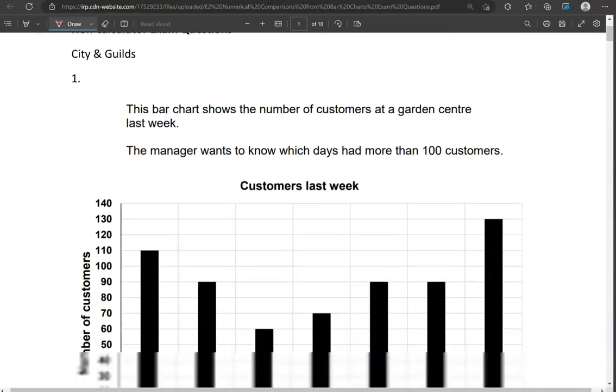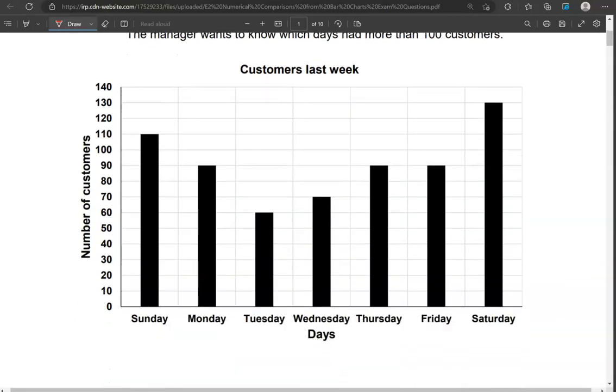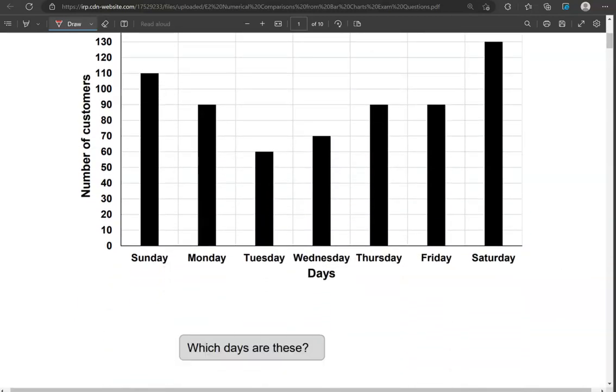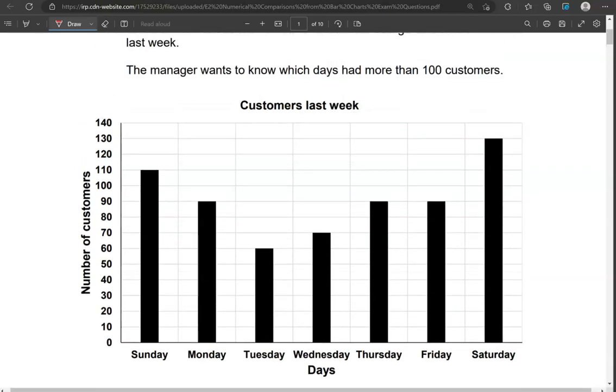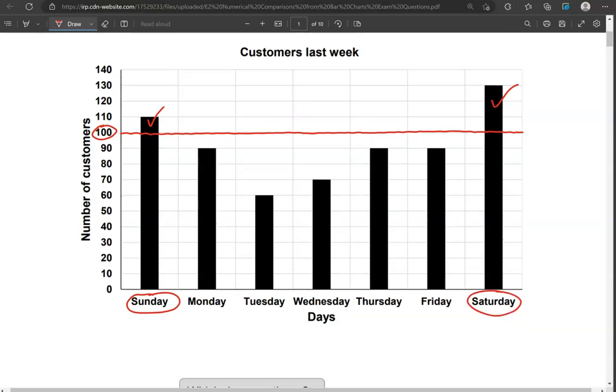Here is the first one. This bar chart shows the number of customers at a garden centre last week. The manager wants to know which days had more than 100 customers. Which days are these? So 100, number of customers is here, so that's 100. So I'm gonna draw a line at 100. The two bars that are the longest and they're over 100, so this one and this one, that's the days that had more than 100 customers. So it's Sunday and Saturday.